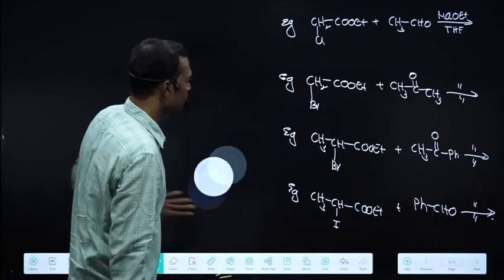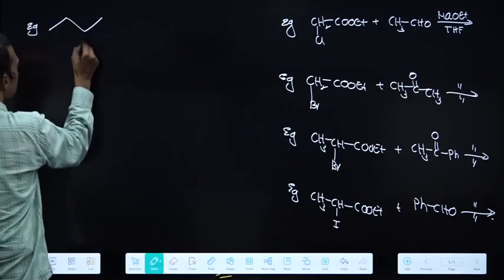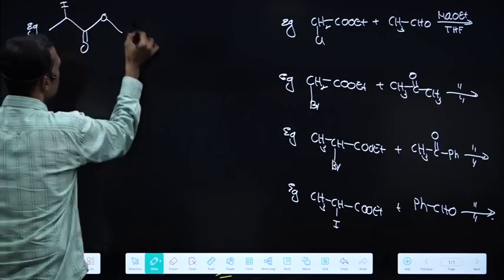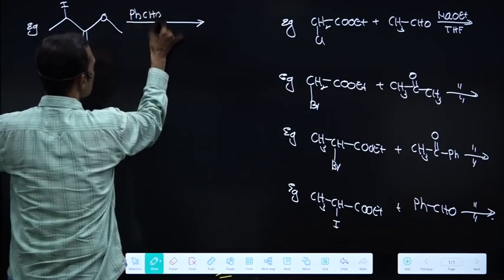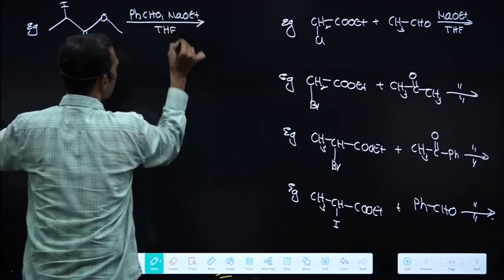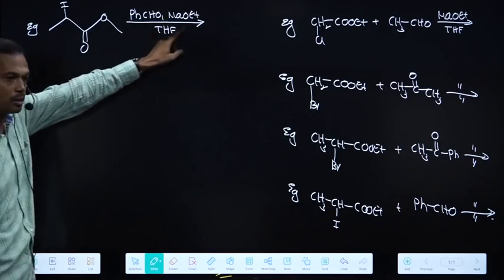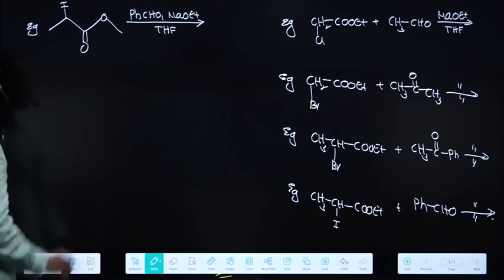Give the products of the reactions. Apply the shortcut and predict the answer. This is C double bond OEt, CHO, NaOEt, THF. Like this also they will give it in an exam. They will write aldehyde and an arrow. The base will be one of the catalytic media that can be used.